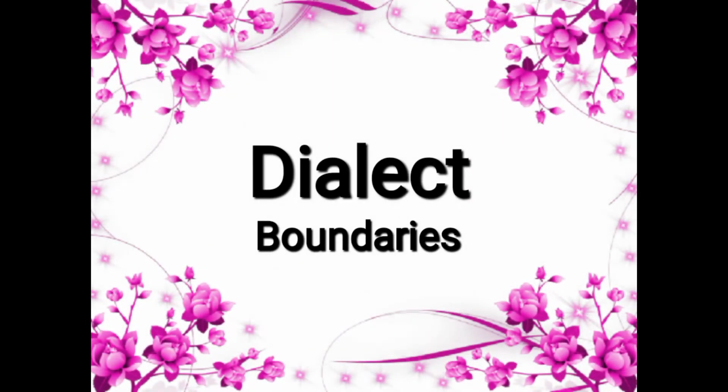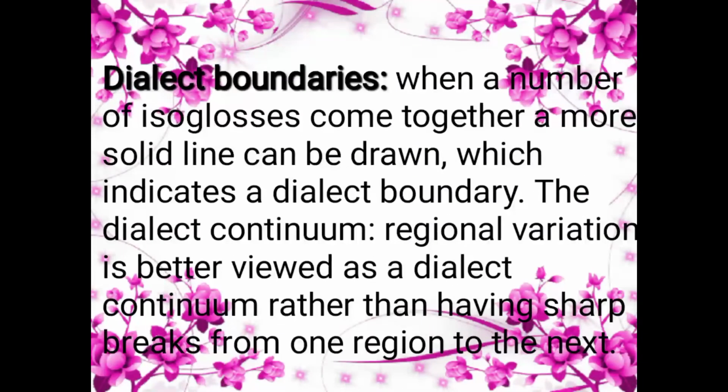Dialect boundaries. When a number of isoglosses come together, a more solid line can be drawn, which indicates a dialect boundary. The dialect continuum. Regional variation is better viewed as a dialect continuum rather than having sharp breaks from one region to the next.